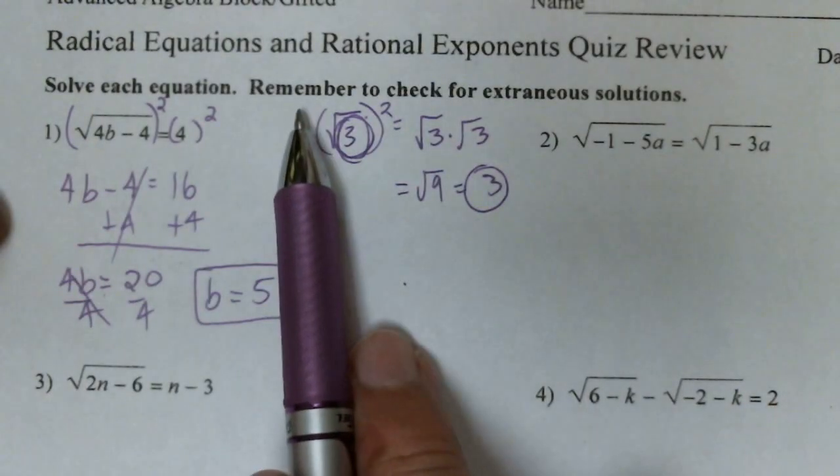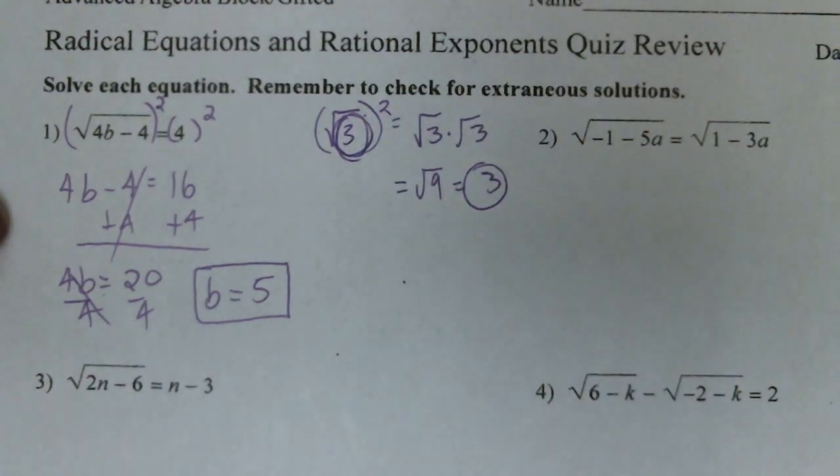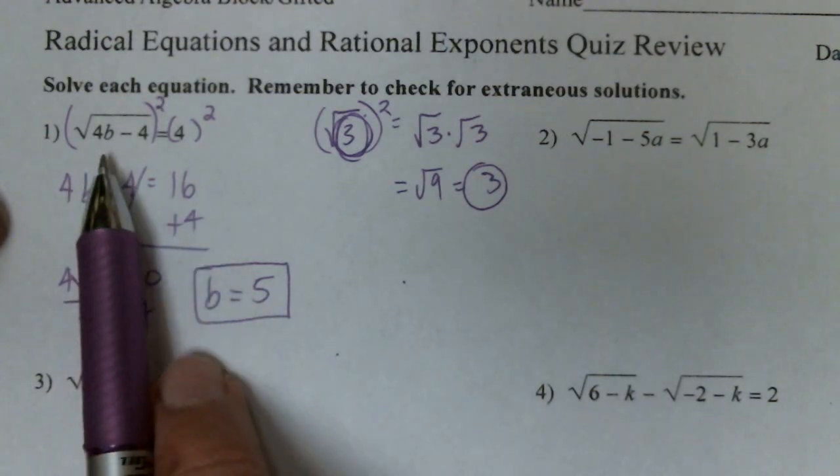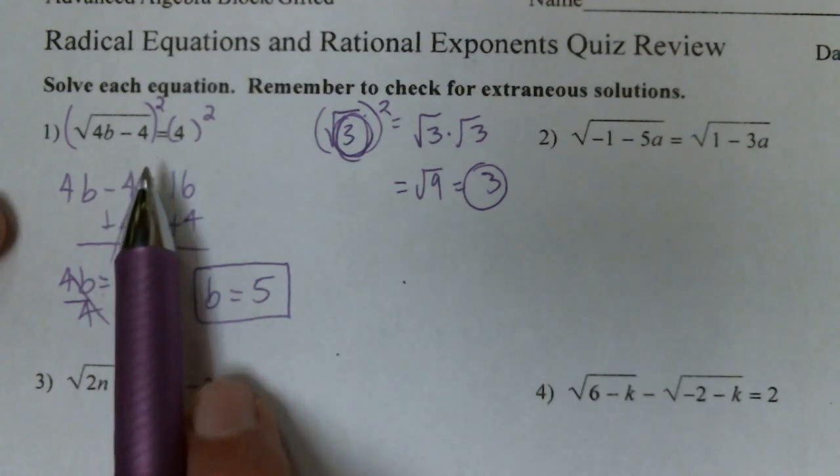However, we must remember to check for extraneous solutions. An extraneous solution means a solution that you get when you do all the math, you solve the equation, you solve the radical, you solve the polynomial, but when you plug it back in, it doesn't work. Okay, so we've got to take each of our answers and stick them back in there and make sure I don't have a negative underneath the radical.